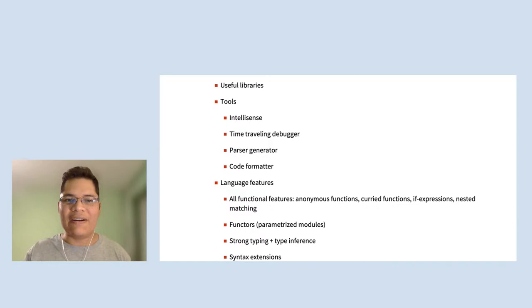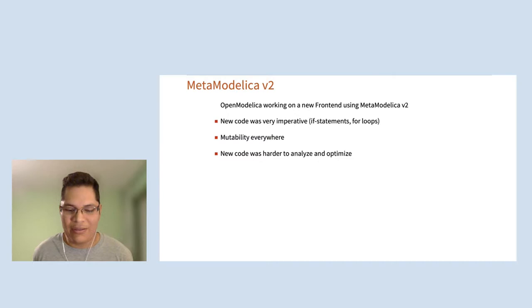Once we reached the point in which parts of System Modeler were written in OCaml and part was still in MetaModelica, the people from OpenModelica started working on MetaModelica version 2, which aimed to fix many of the problems of MetaModelica 1. But one thing that we didn't like too much was that the new MetaModelica had too many imperative features, and they were using them in order to speed up the execution of the compiler. So mutability pieces started popping up everywhere, which made it a little bit more complicated to analyze the error paths. It was harder to analyze and optimize.